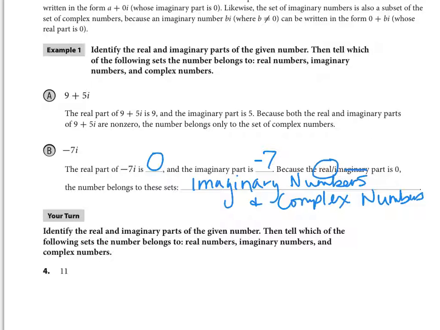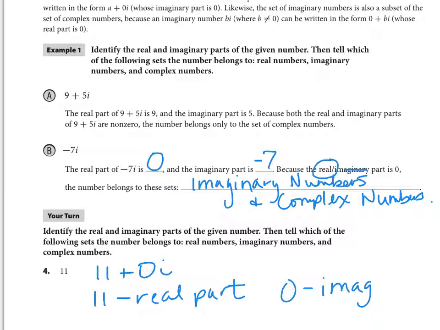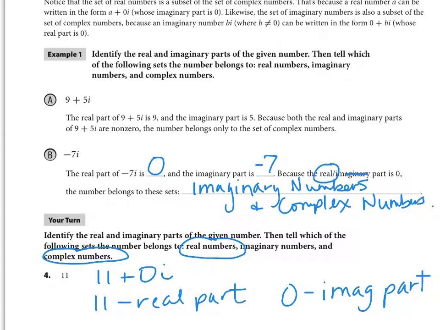For number 4 under your turn, let's rewrite the real number 11 as 11 plus 0i. Makes it a little bit easier then to identify the parts. Of course, the 11 is the real part, and 0 is the imaginary part. This number, 11, belongs to real numbers, and it also belongs to complex numbers. Let's go to the next page.